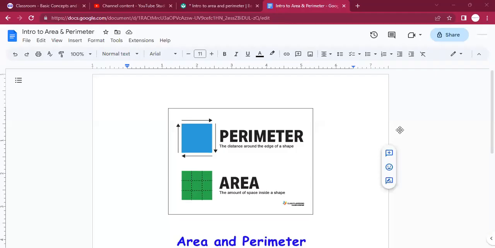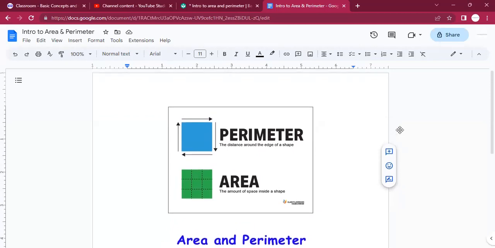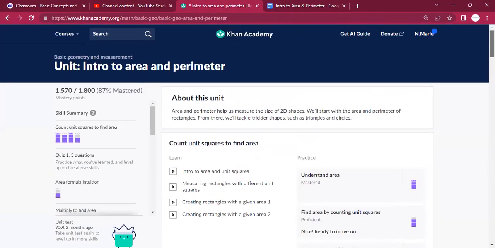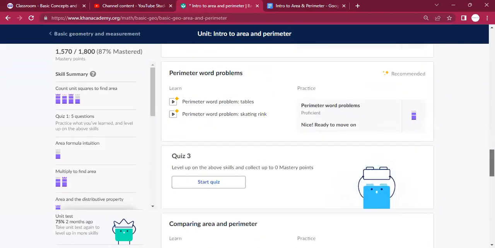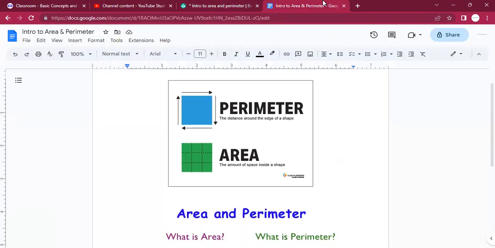Welcome. So in this video, we're going over the introduction to area and perimeter. You can actually practice this unit as well on Khan Academy. It is the first unit, and it's going to go over area and perimeter, and of course, different types of questions, which we'll do some of them together.